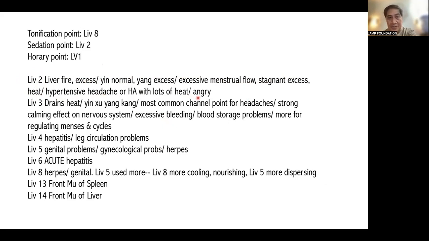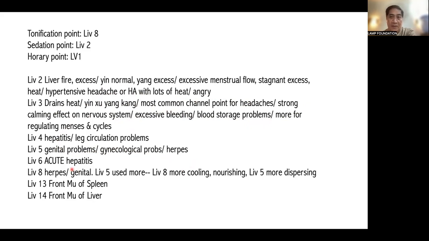Okay, liver 3, we use liver 3 to drain the heat, and then this is the most common channel point for headaches. Yin deficiency, yang rising, so yin deficiency, empty heat, strong calming effect on the nervous system, excessive bleeding, blood storage problems, more for regulating menses and cycles. Liver 4 is for those with leg circulation problems and hepatitis. Liver 5, genital problems, gynecological problems, and herpes.